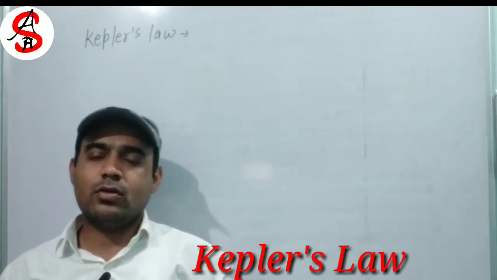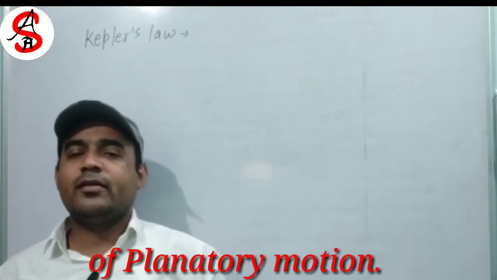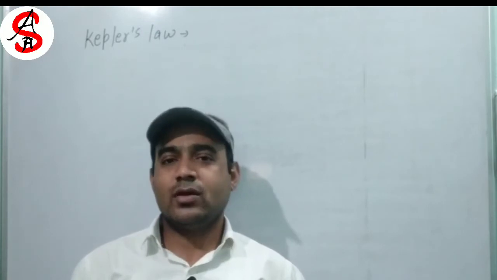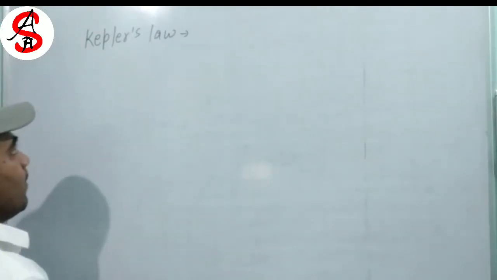Now Kepler's laws. Kepler gave 3 laws regarding the movement of a planet around the Sun. Kepler said that the planets revolve around the Sun in an elliptical orbit. Not in a circular orbit, but they revolve in an elliptical orbit, that is slightly oval.